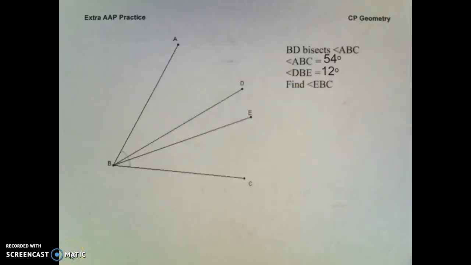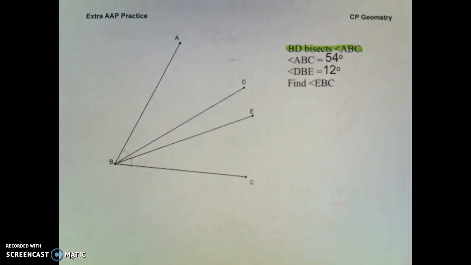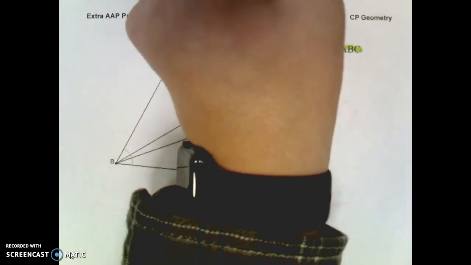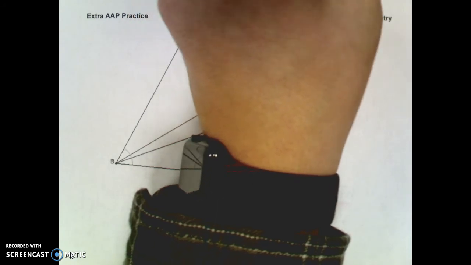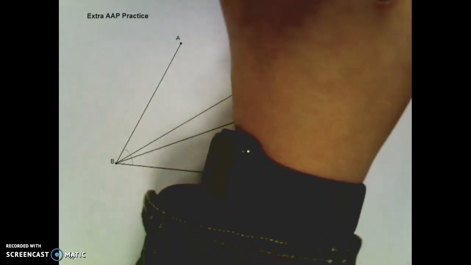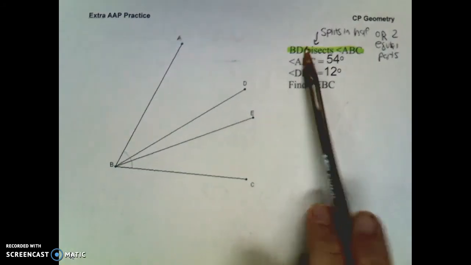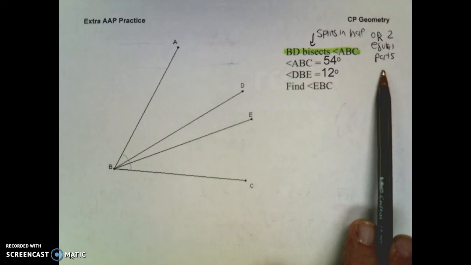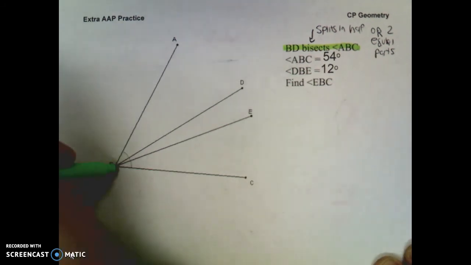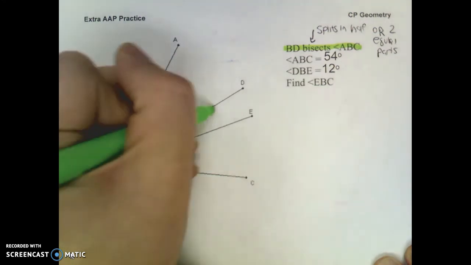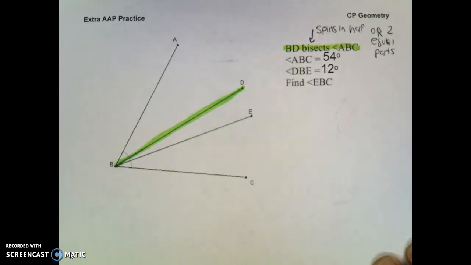And for our last question in this video, we're going to take a look at this. And the most important thing to note is the very first statement that's different. We're saying that BD bisects ABC. Remember that the word bisects means splits in half or into two equal parts. I'm going to move my hand so you can see. So bisect means splits in half or two equal parts. So BD, which is this segment right here, I'm going to use my green highlighter to mark, is cutting angle ABC into two equal parts.